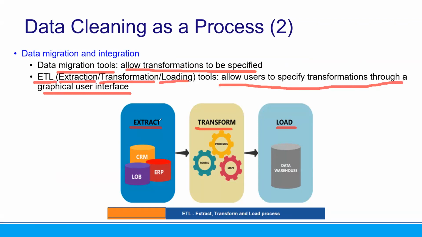So let's say I want to extract the data from the CRM. CRM is the customer relationship management. Or I want to extract the data from the ERP, the enterprise resource planning. After I extract the data, I would like to transform it. If the data is about maps, how can I transform it into a table? If the data is about the process, how can I transform it into a table? If the data is about routes, how can I transform it into a table? And after I transform it into a table, I will merge it into one data warehouse.